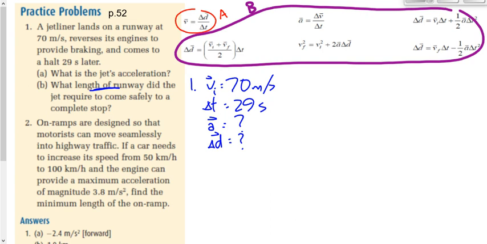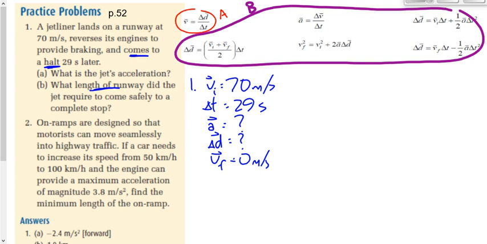Is there anything else that we have, though, if we read between the lines here? Yeah? Casey? Good, VF is 0, because it does say it comes to a halt. Halt means stopping, right? So VF would be 0 meters per second. If it just said the jetliner lands on a runway, 70 meters per second, brakes, what's the acceleration 29 seconds later, then we wouldn't assume that VF was 0. But if it says it comes to a halt or a stop, then absolutely, there's no assumption to be made here. They're telling us VF is 0.